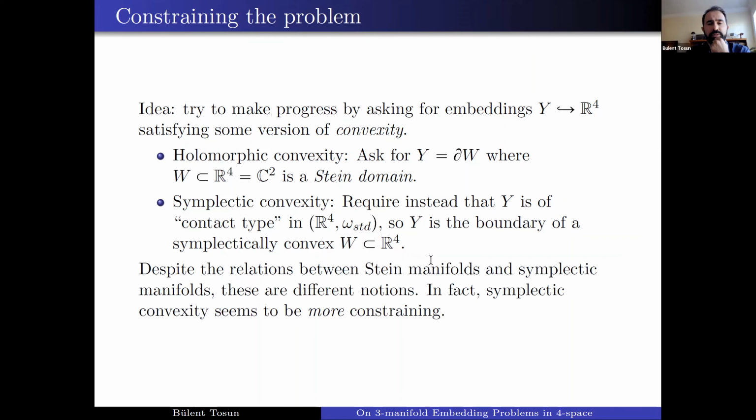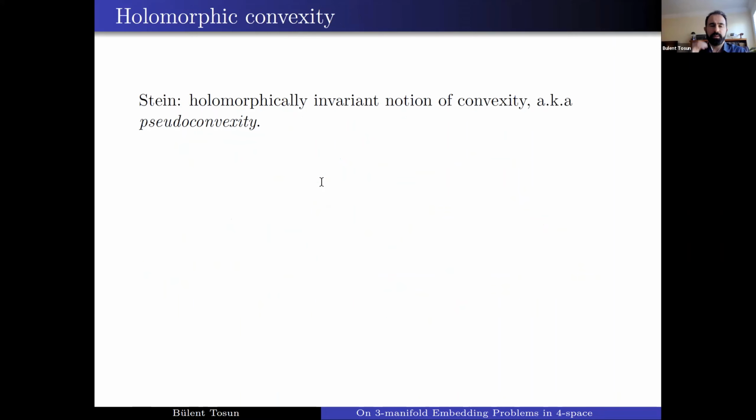So as we will see, of course Stein manifolds and symplectic manifolds are related, but somehow we will just see that symplectic convexity is much more restrictive than the Stein condition or holomorphic convexity. Okay, so now I would like to briefly explain some notation, what we know about this holomorphic convexity. So we'll be talking about Stein manifolds.